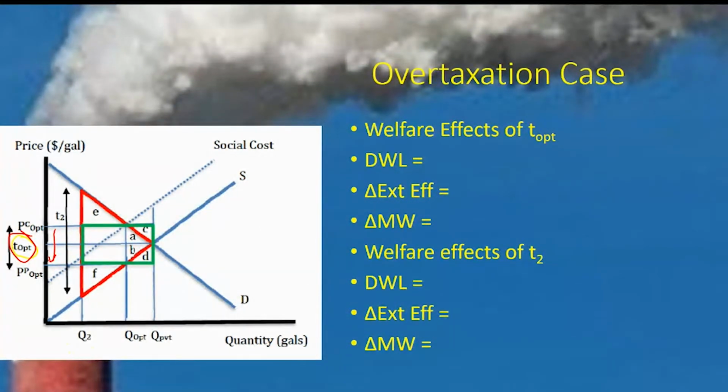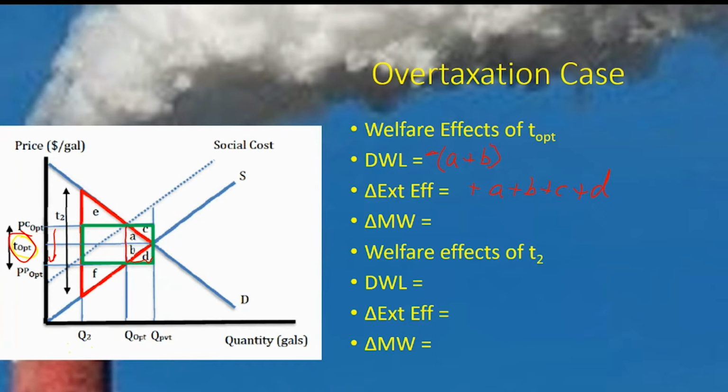Now, the welfare effects of the optimal tax. Remember that the deadweight effects are negative A plus B. So the deadweight losses are A and B. And the change in the externality effect is going to be a positive A plus B plus C plus D. So it's this rectangle right there that generates the benefit that arises in this graph from setting the optimal tax at T-opt.